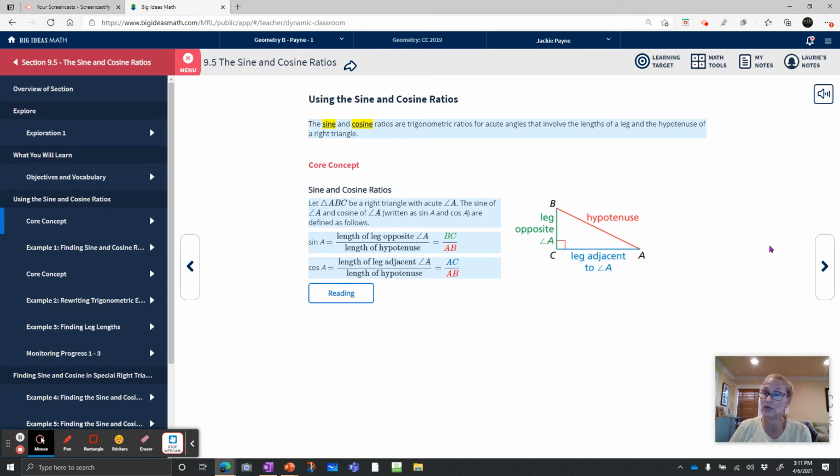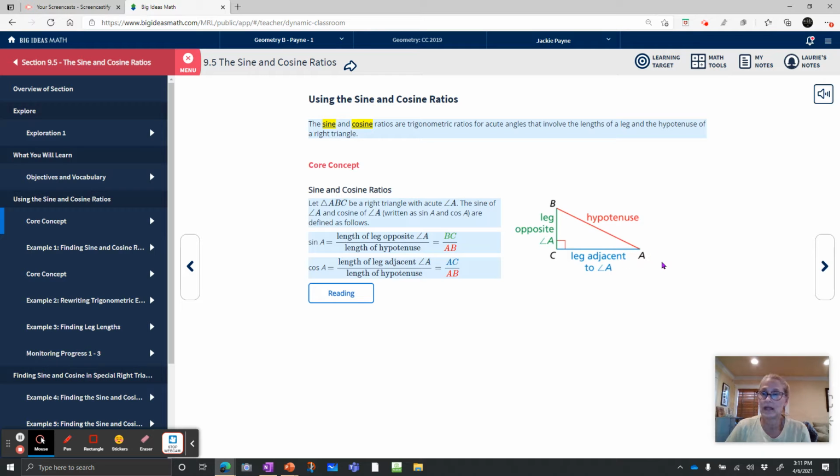The sine and cosine ratios are trigonometric ratios for acute angles, those are the small ones, that involve the lengths of a leg and the hypotenuse of a right triangle. So this is how we're going to define them. If we have triangle ABC, a right triangle with acute angle A, so we're only looking at A, the sine of angle A and the cosine of angle A, which we abbreviate to SIN and COS, are defined as follows. You can look on your calculator, that's what it looks like.